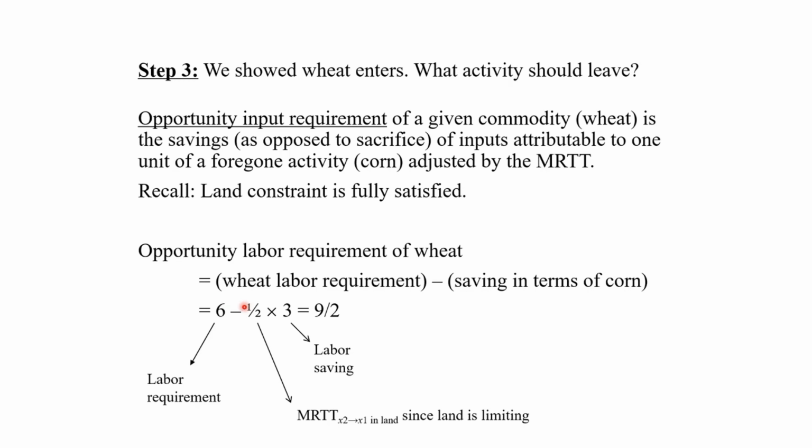So what we had was a wheat labor requirement. We need 6 units of that, but we saved 3 by moving some of the corn land into wheat and shifting the labor from corn into wheat, which is what this is telling us. All right, so the 1/2 was that marginal rate of technical transformation from going from corn to wheat in the land constraint, since the land was limiting, and this is then the labor saving when we move that much corn out of corn land, taking corn land and shifting it into wheat.